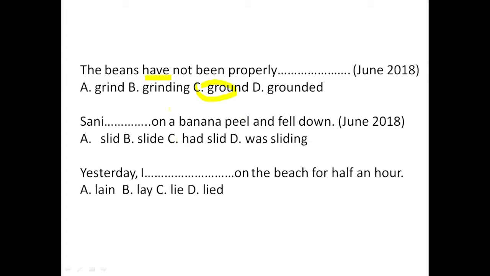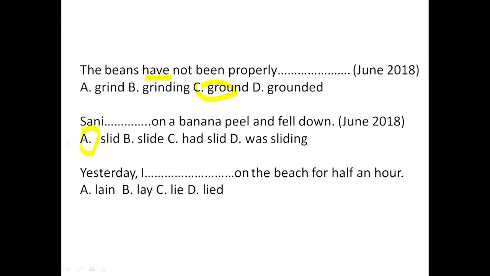We come down to: Sunny dash on a banana peel and fell down. Again, last year. Sunny dash on a banana peel and fell down. You see, we are being tested on what should be the past tense for the verb slide. The past tense for the verb slide is, of course, slid. Of course, A is our answer. Sunny slid on a banana peel and fell down.